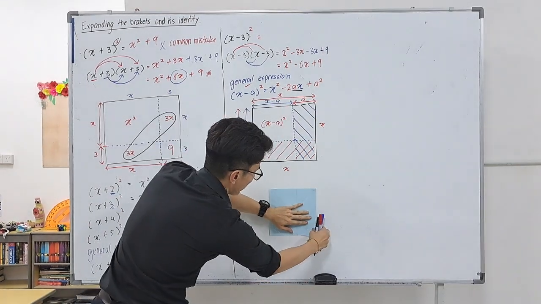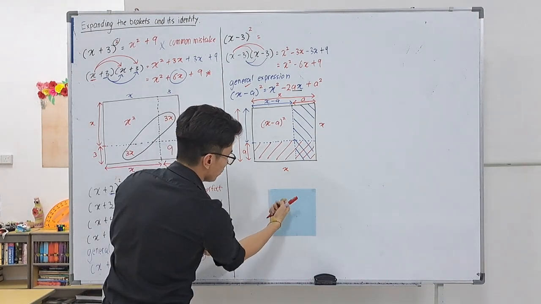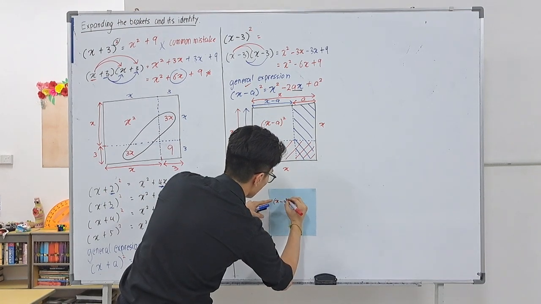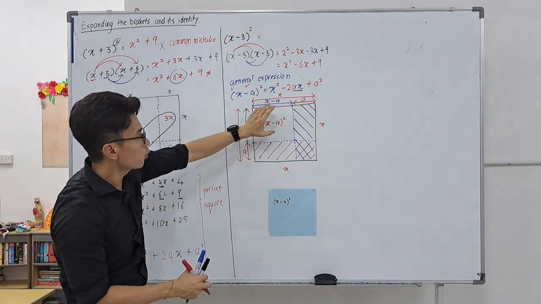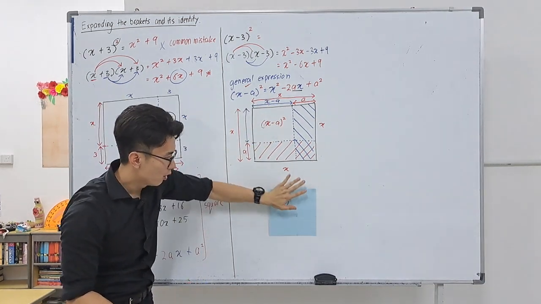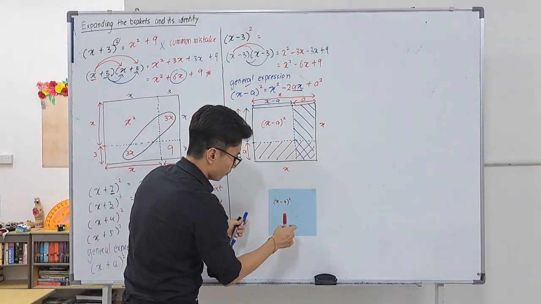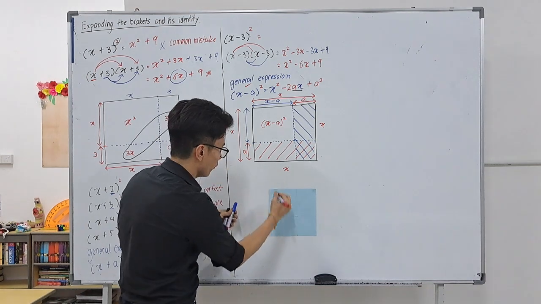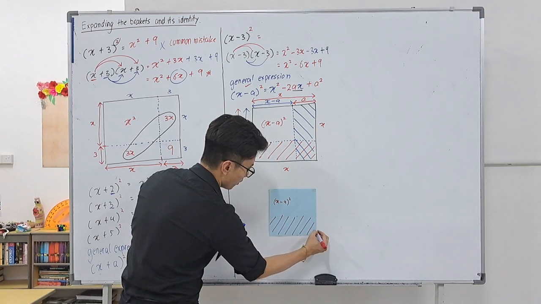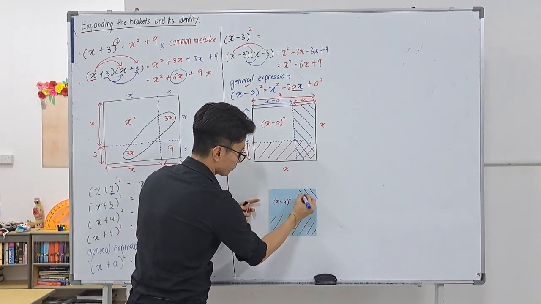Now we are going to transfer all this information down here. We already know that this guy over here is (x minus a) squared, which is this guy. So for me to get this guy, I need to take the whole square, which is the whole blue square over here. I need to remove two things. I need to remove these two rectangles. I need to remove this rectangle, which is my ax, and I have to remove this rectangle.